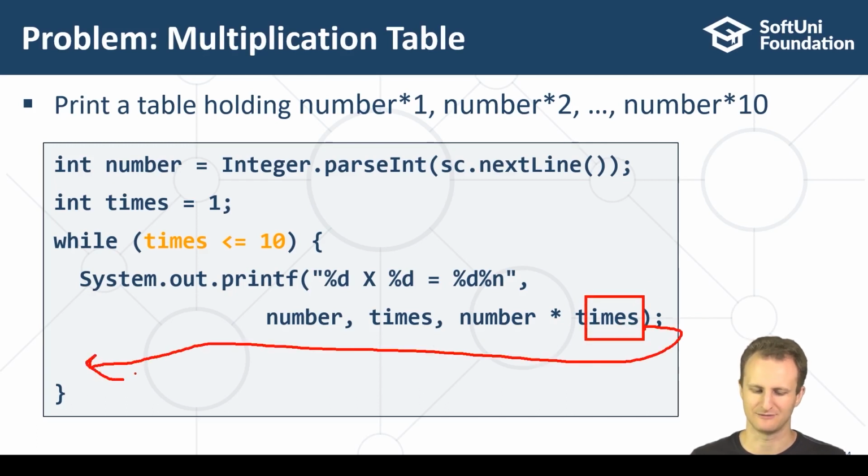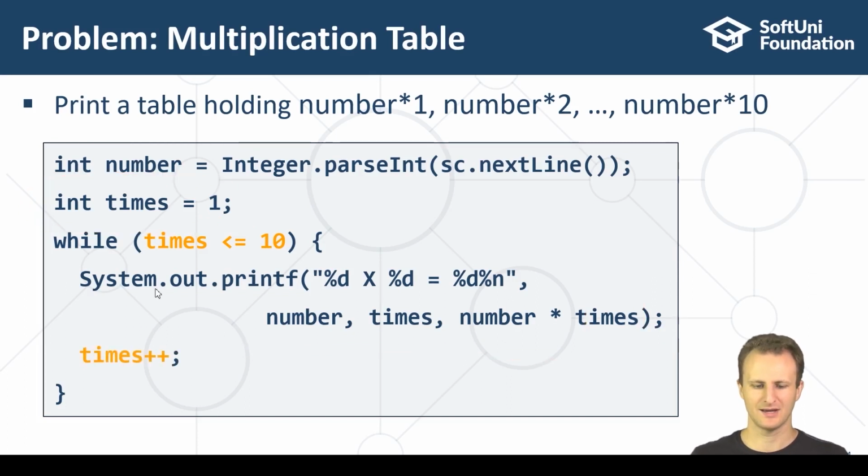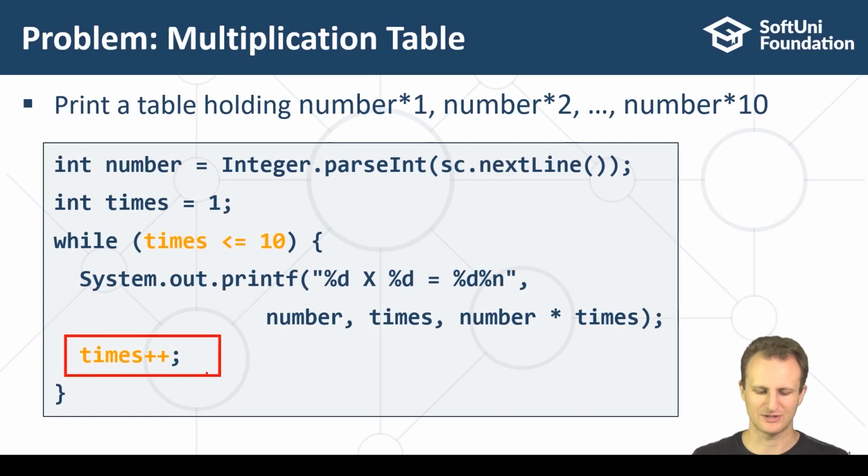I'd add it at the end of the while loop. Or I just use a for loop which starts from times equals 1 and continues while times is less than or equal to 10 and does times plus plus on each iteration. Okay. Oh yeah, so here's the catch actually.